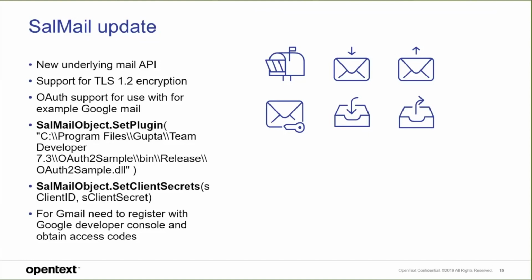You need to set a plugin, which we have provided. So this call, SalMailObject.SetPlugin, takes the path to that OAuth sample in there. And then SalMailObject.SetClientSecrets gives the system the client ID and the client secret. You can obtain these from the Google Developer Console, where you basically need to register with Google and obtain the access codes for your Gmail account.